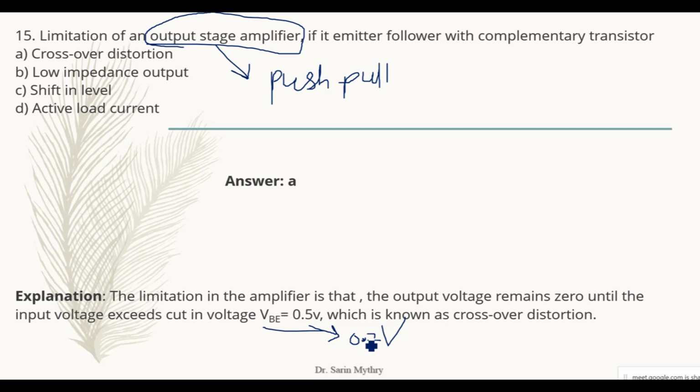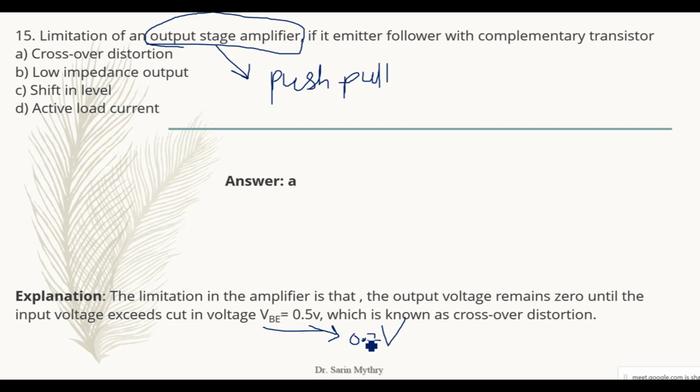Until you supply some voltage to a transistor, when you supply some voltage, all of a sudden the transistor will not turn on. Why? Because a transistor requires some amount of voltage to turn on. If you supply from 0 volts, 0.1, 0.2, 0.3, 0.4, 0.5, 0.6, until the cut-in voltage is obtained, whether 0.5 or 0.6, your transistor will be completely dead.